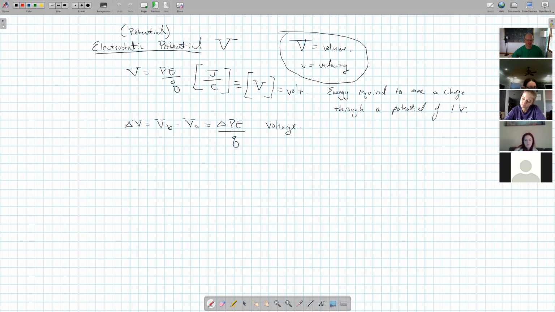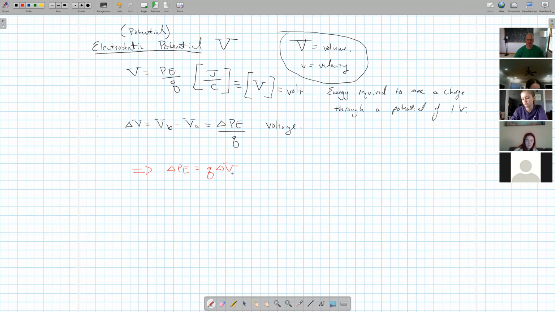Now, the reason we usually talk about potential as opposed to potential energy is because if I know the change of potential, or the voltage, then I also know the potential energy, right? So this tells me that my change of potential energy is simply equal to the charge times the change in voltage.